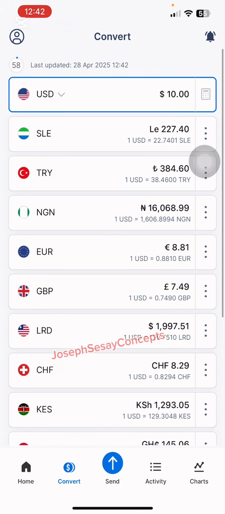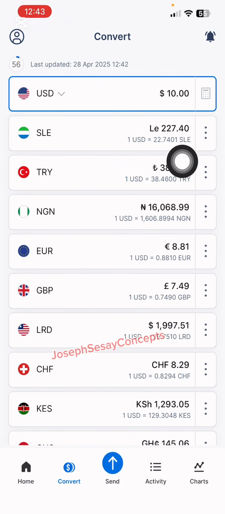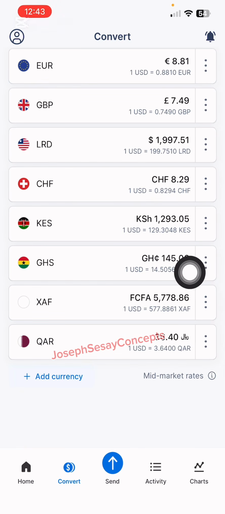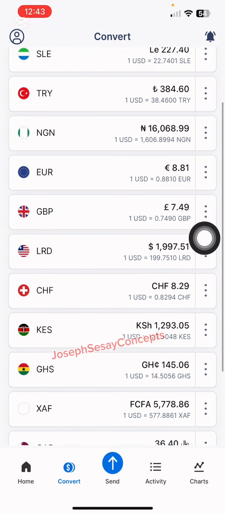If you do enter $10, so this is $10. If you are in Sierra Leone, $10 is equivalent to 227 leones. The Turkish lira... in Nigeria, that's going to be about 16,000 naira. So these are all the equivalents. This is about 1,200, and this is 145 Ghanaian cedis.